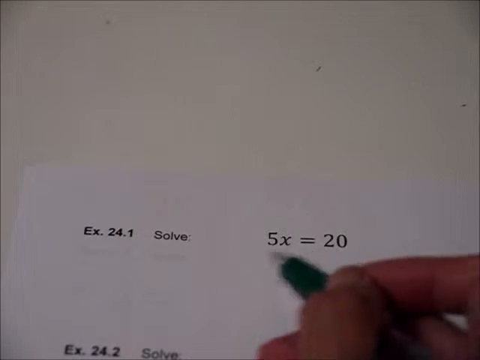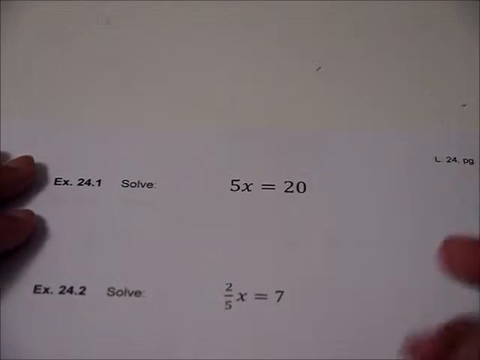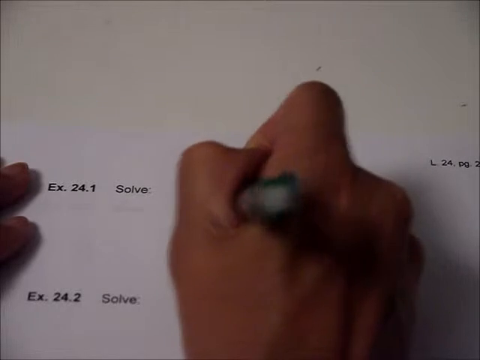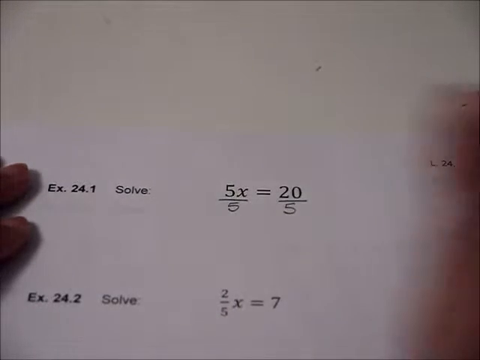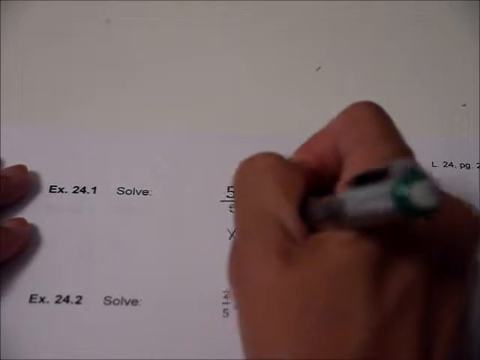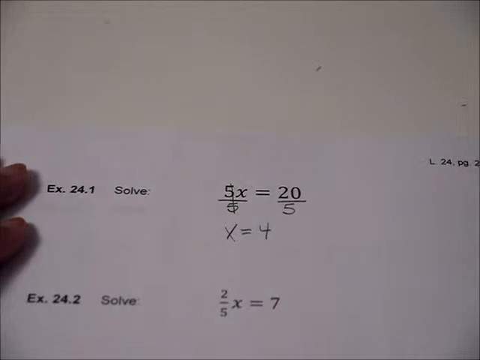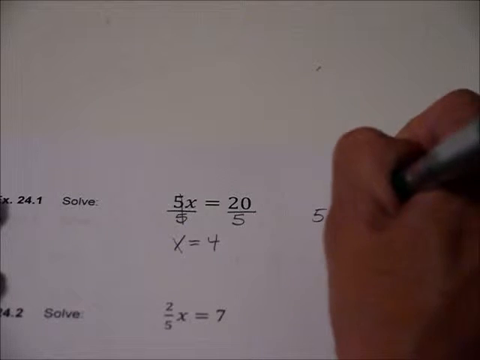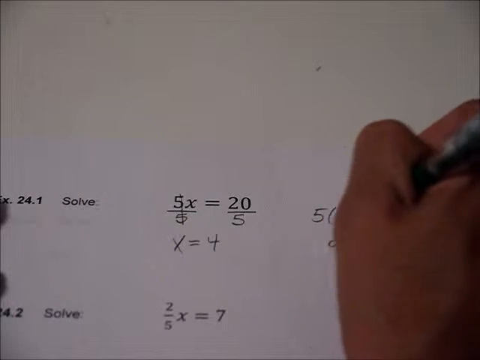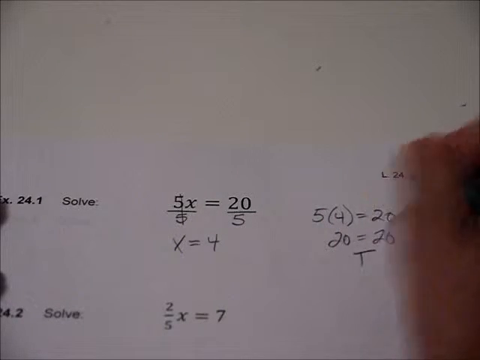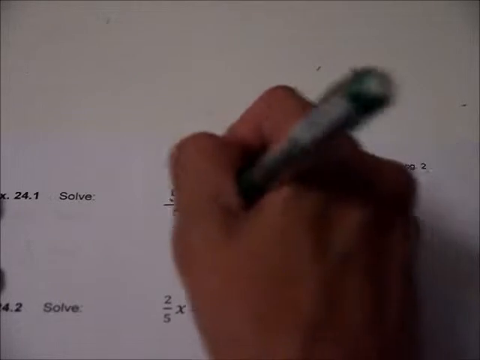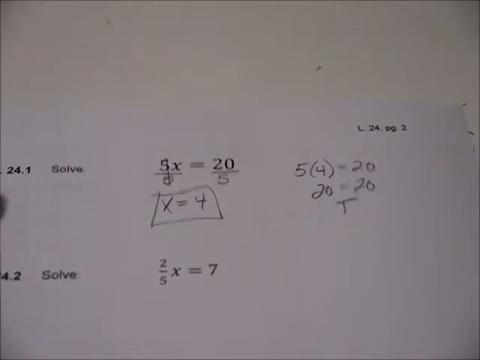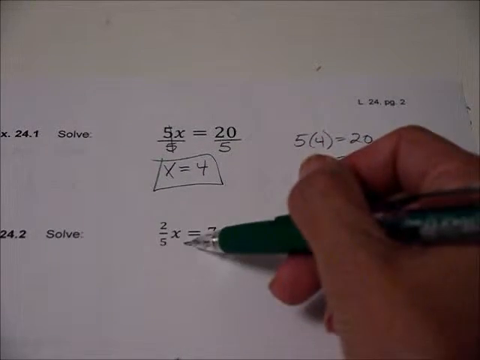Okay, let's go ahead and start these. Like I said, I would divide, and that's what they're talking about here. So we're going to divide both sides by 5 so we can get x alone. That goes away. x equals 4. Could we check? Yes. 5 times 4 equals 20. Yes, it does, and so it's true. So my answer is x equals 4. These ones might be tricky for you.